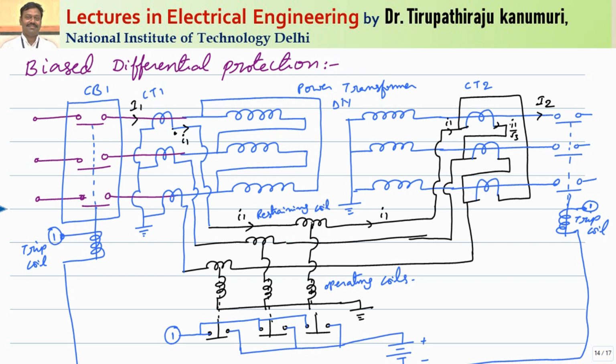Because of this, it will compensate for the difference in the CT ratios as well as the tapping that is provided in the transformer. Because of the tapping, the current difference will be less. So that much of a difference the operating coil cannot operate on, because this restraining coil will take care of that. This restraining coil will increase the restraining force with the increase in current, so it will compensate for that difference. A small difference in the currents, the operating coil will not detect.